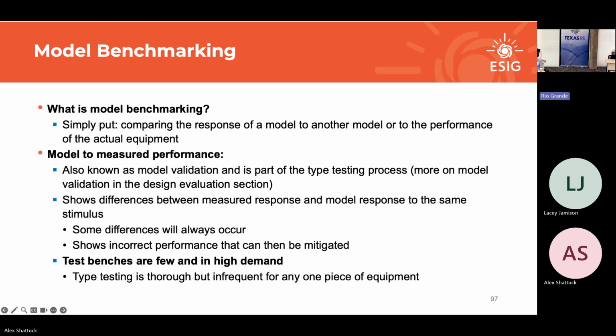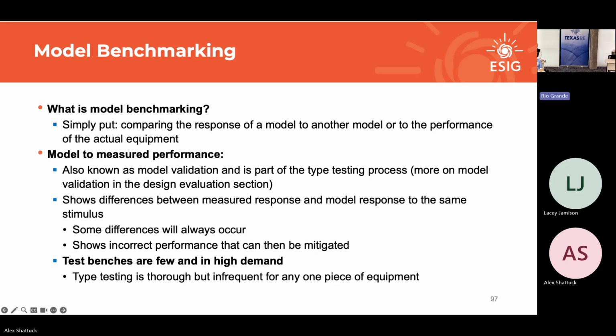So the reason test benching and model validation is difficult, and why benchmarking between softwares is extremely important, is that the test benches, the actual laboratories for putting your piece of equipment in and testing it, are few, in really high demand, and pretty expensive to use.